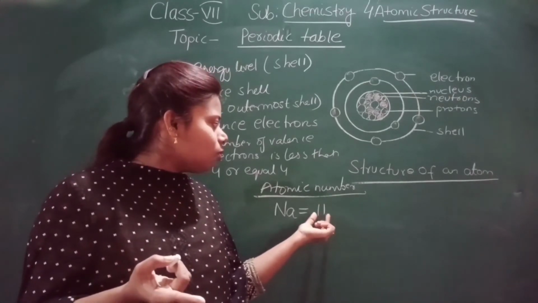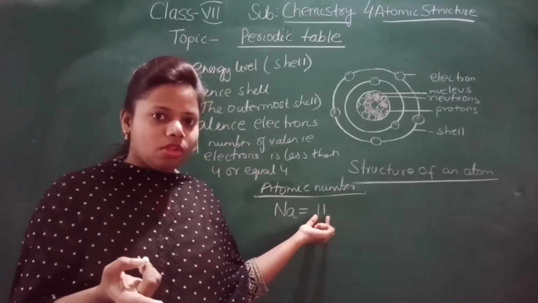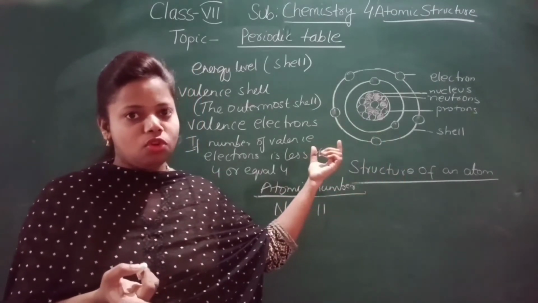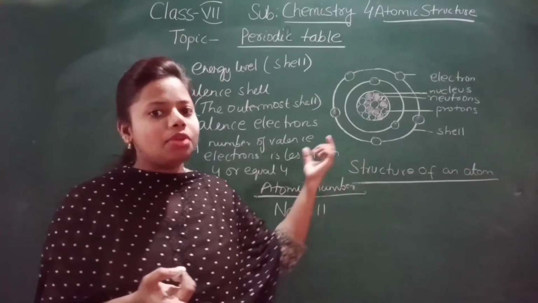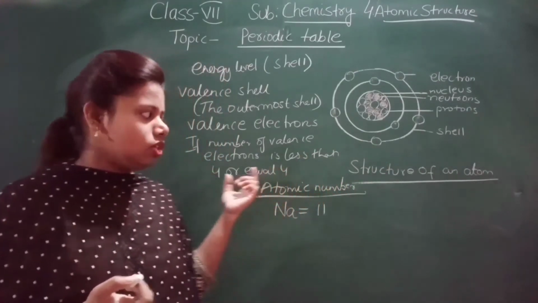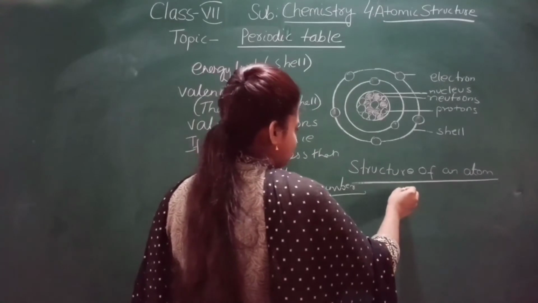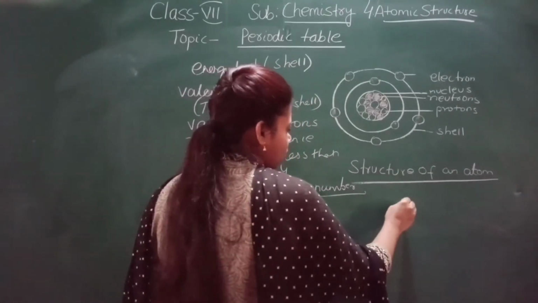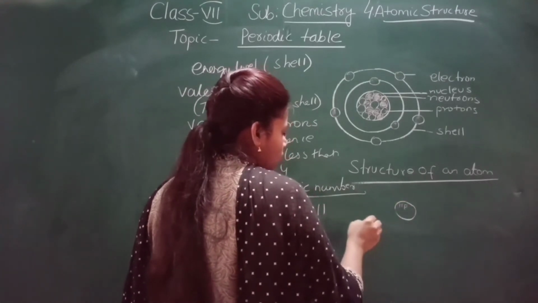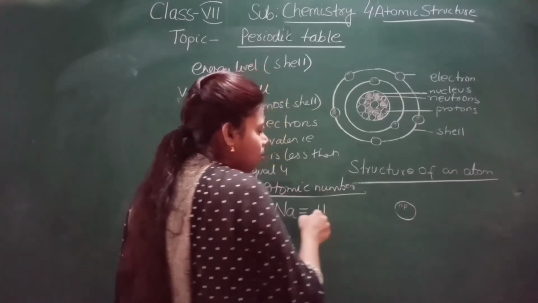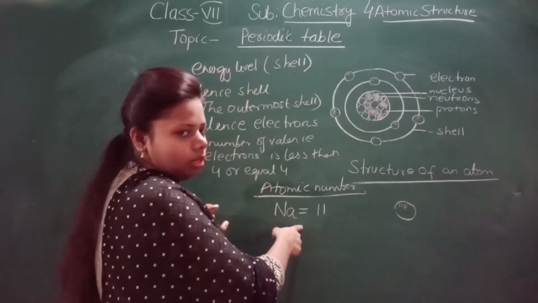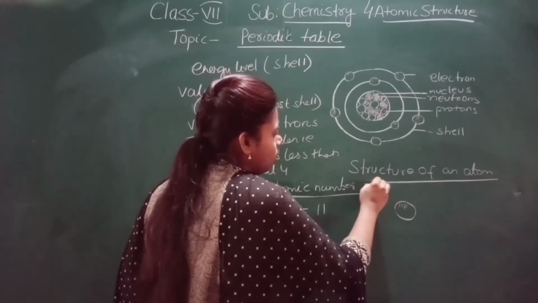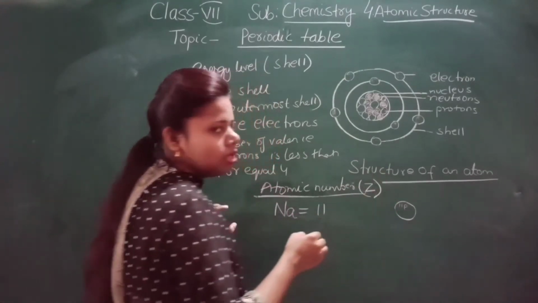So now I am going to arrange this in a structure, that is, I am going to make the electronic configuration. It is not given in a book, but still I am teaching you how to make the electronic configuration. So this is the nucleus of an atom, which means 11 protons will be there. Atomic number we denote by the symbol Z.